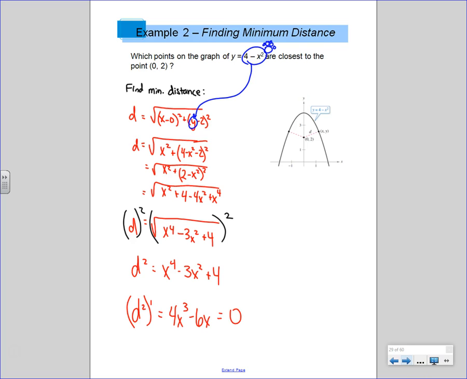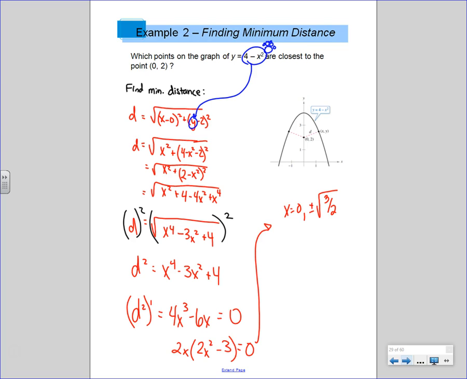Pull out an x. We get 2x squared minus 3. Careful, plus or minus square root. So x equals 0 or plus or minus square root of 3/2. Doesn't it have to be positive? Well, points on a graph could be negative.